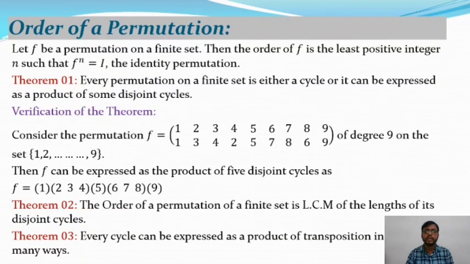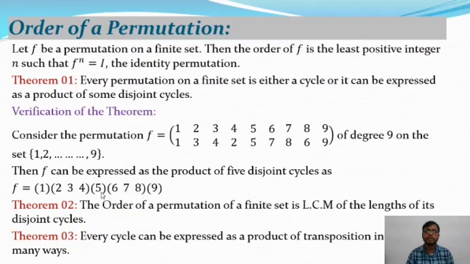So now we move on to the second theorem on the order of a permutation. The order of a permutation of a finite set is the LCM of the lengths of its disjoint cycles. So applying this theorem to the above permutation, we conclude that the order of the permutation F of degree n is equal to 3.